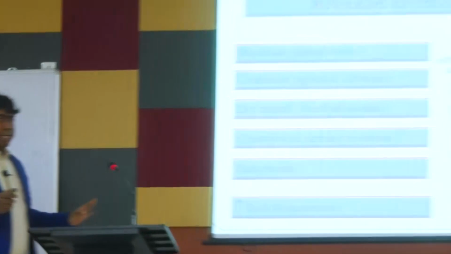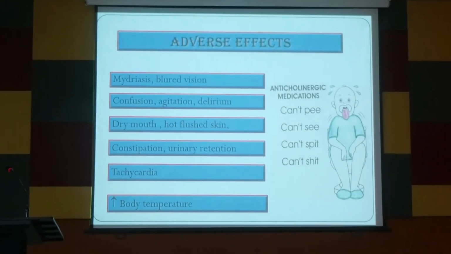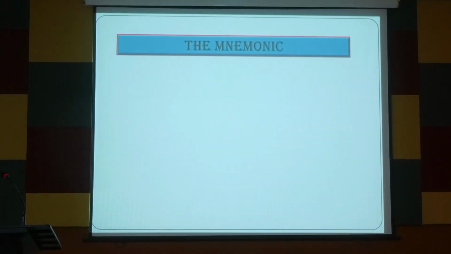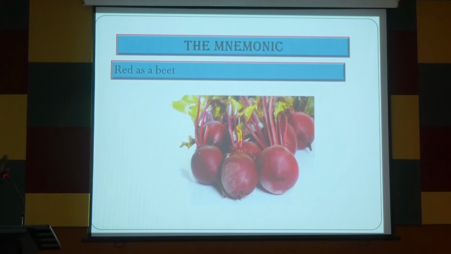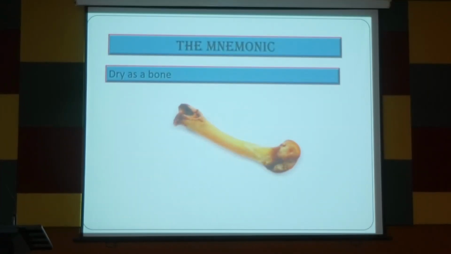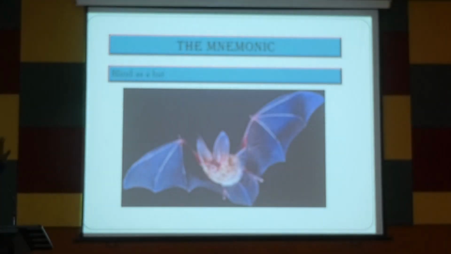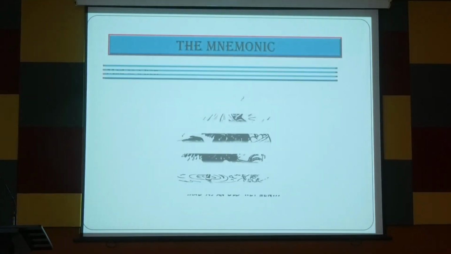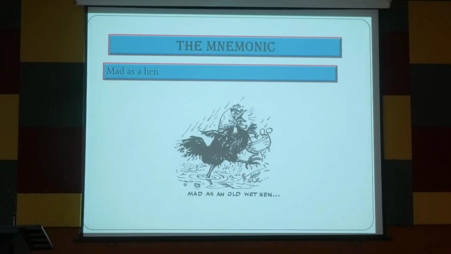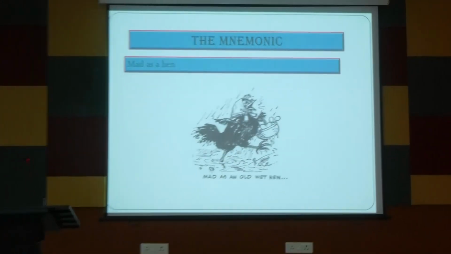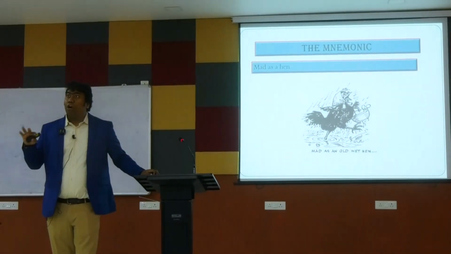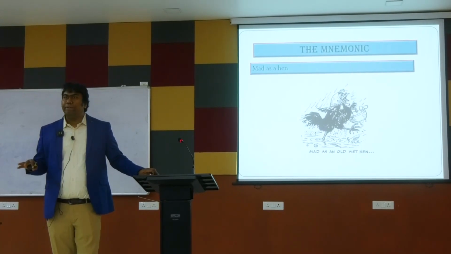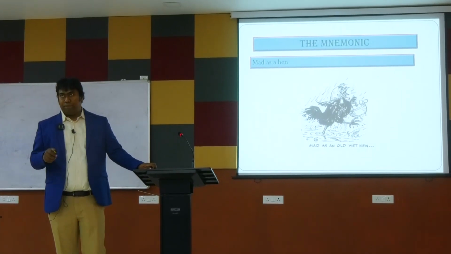Increased body temperature, tachycardia. Blood pressure is not involved in case of anticholinergic. Red as a beet, dry as a bone, blind as a bat, full as a flask, mad as a hatter. These are the mnemonics used for belladonna poisoning or atropine poisoning. In belladonna poisoning or atropine poisoning, which drug is to be given? Physostigmine.